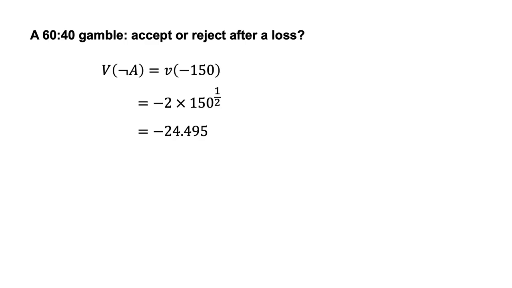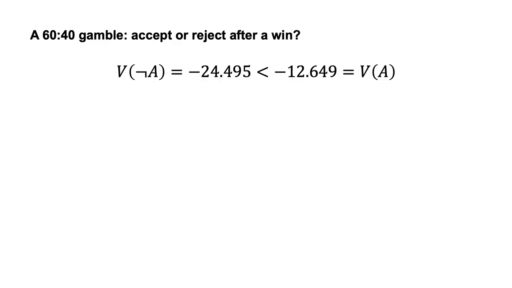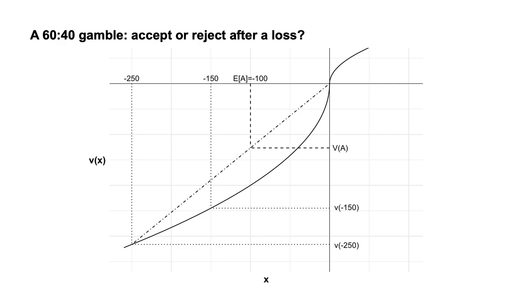V of not A equals V of negative 150, which equals negative 2 times 150 to the power of 1/2, which equals negative 24.495. Paddy accepts the bet, as V of A is greater than the value of the certain loss of $150. The following figure shows Paddy's value function, the bets and the value of the bets. The figure shows that Paddy accepts the bet as he is risk-seeking in the loss domain.